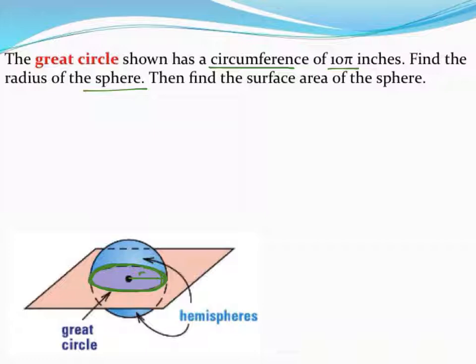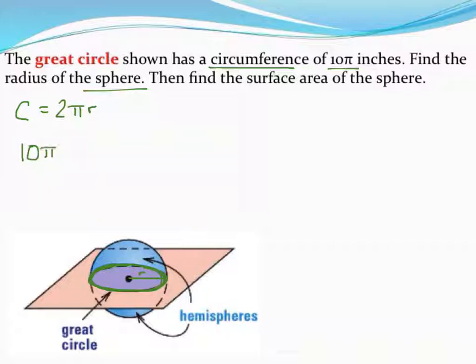So the first part of this problem is really an old problem. It's back from our area and circumference unit. I just want to find the radius of a circle knowing its circumference, so I want to work backwards from this formula. Circumference, recall, is equal to 2 times pi times the radius. They've given me the circumference, so I'm going to write 10 pi.